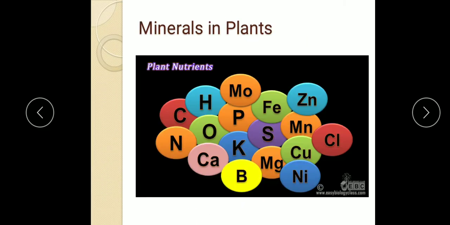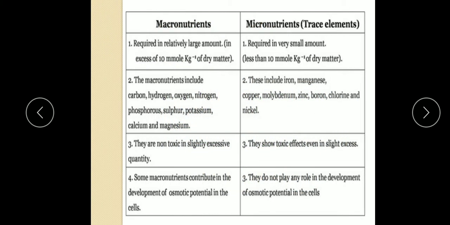Now, we will study minerals in plants. You have already studied that plants take up essential minerals from the soil, and they require about 17 minerals for their proper growth and development. And these minerals are required not only in sufficient quantities but also in the appropriate ratios. So, let us see the types of minerals on that basis.